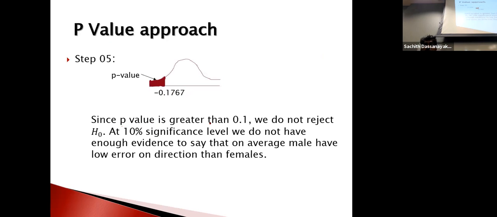Basically this p value is greater than 0.1. What is the 0.1? It is alpha. Once you calculate, you will see that your p value is greater than 0.1, which means we do not reject H naught, right? At what time do we reject H naught? If p value is less than or equal to alpha, then we reject H naught, right? This is the criteria.